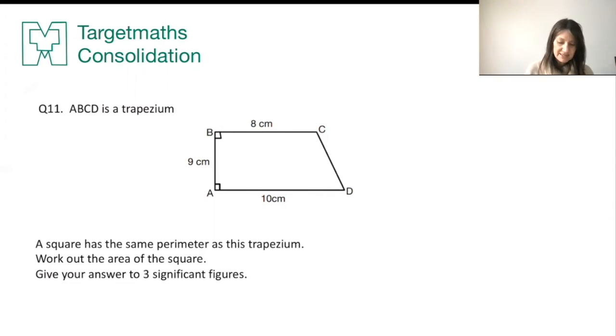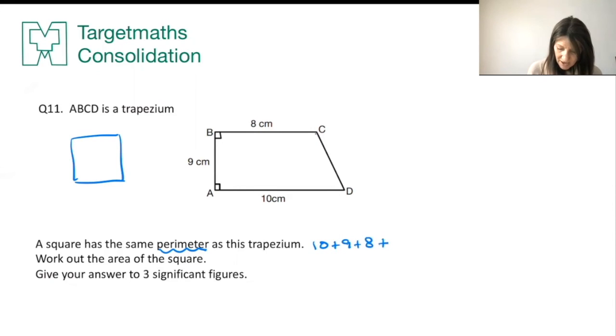So one of the first things that I would really encourage you to do would be to add it to the problem, okay? You've got a square and you don't know anything about it. You don't know its edges. You just know it has the same perimeter, okay? So perimeter is the key word. To find the perimeter of a shape, we add all the edges. So for our trapezium, we would do 10 plus 9 plus 8 plus, and then we hit our problem. That edge hasn't been given to us, so we need to be able to find it.